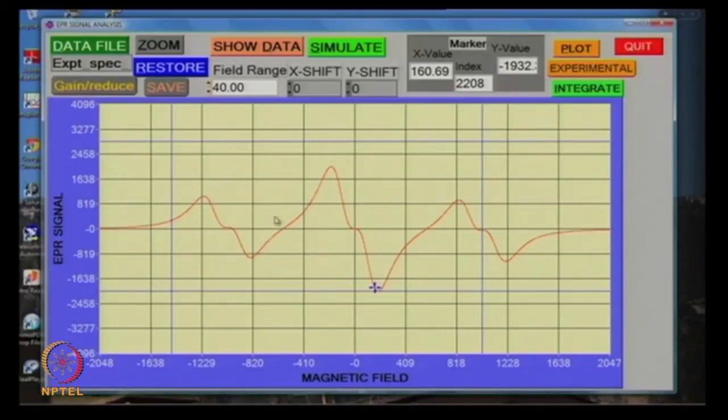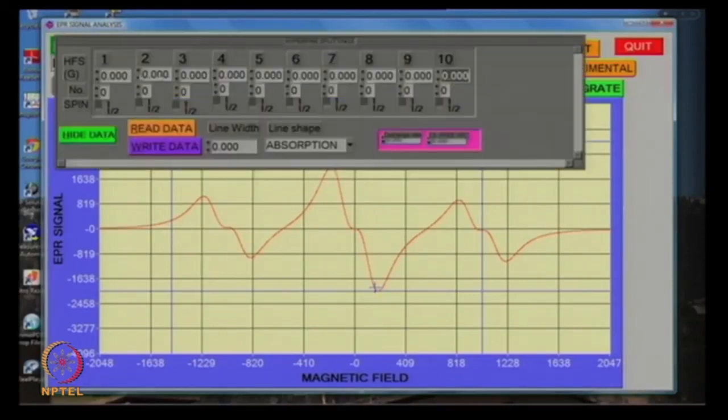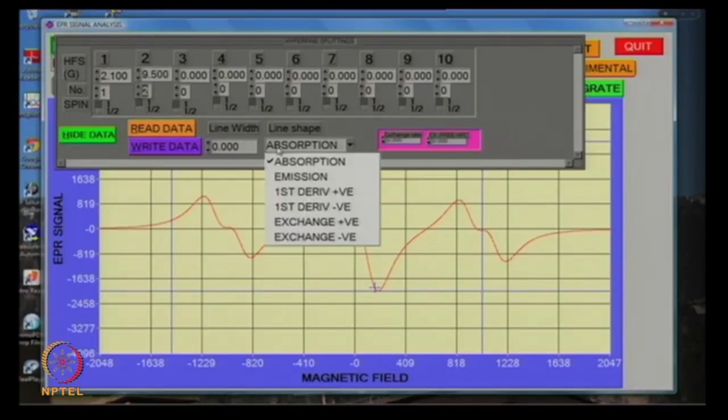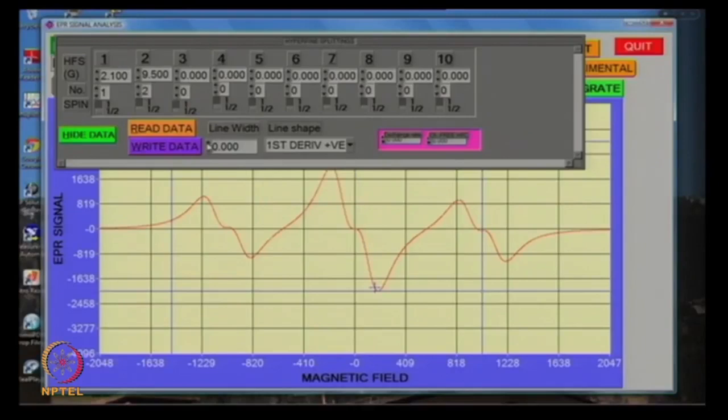And let us say from this I have got an approximate value which are entered in the data. So let us say one value is 2.1 Gauss and there is only one nucleus of spin half, and the other is, let us say, 9.5, and there are two nuclei of this kind, and this is derivative signal. Let us start with a narrow line width.